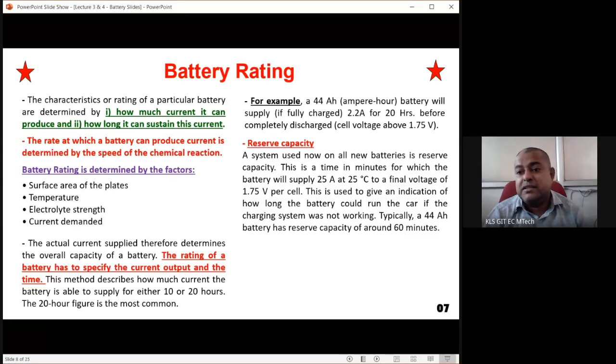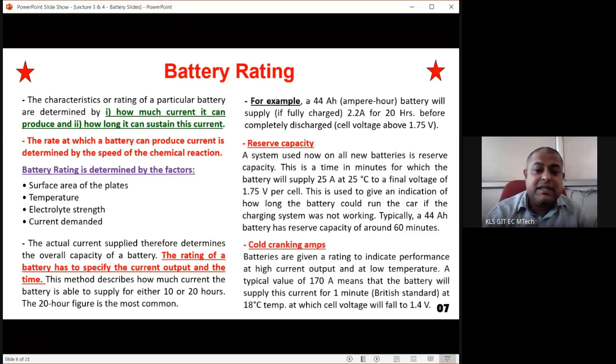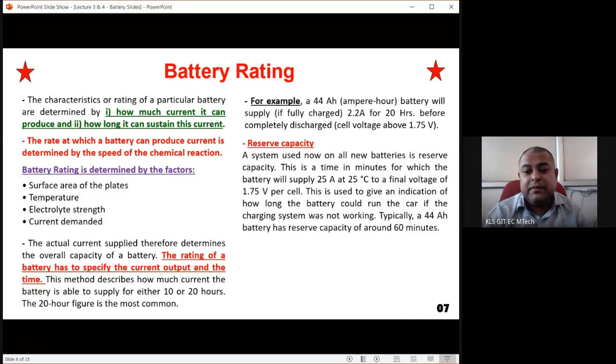Again, you have to start charging the battery. So there are three very important definitions which will come in this slide. There is a battery rating. One is the ampere hour rating, which is 44 ampere hour. Second is reserve capacity. And third one will be CCA, that is cold cranking ampere. Okay, so let us see what is meant by reserve capacity.